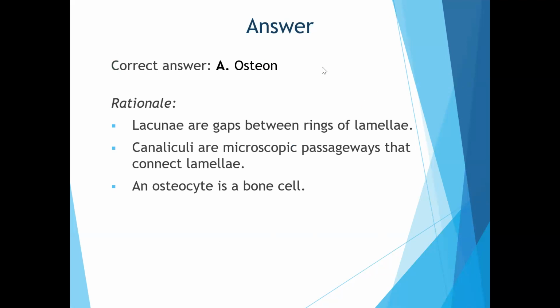So remember, the lamellae and our Haversian canal create a structural unit called the osteon. The lacunae are the gaps between our rings of lamellae. The canaliculi are those microscopic passageways that connect our lamellae. And then, as we said, osteocyte is the bone cell itself. So that's our basic cell, but the osteon is our functional unit.